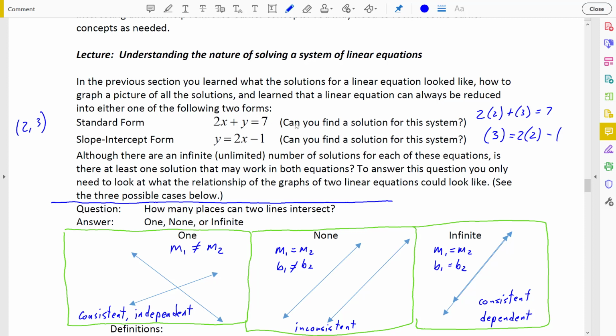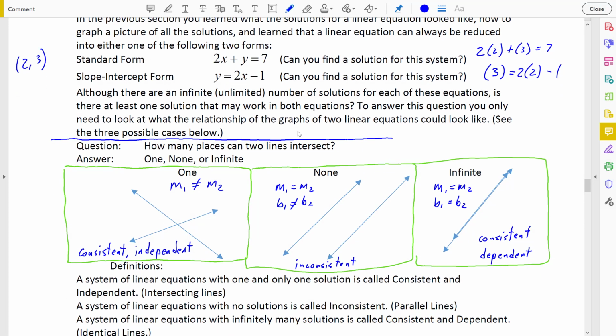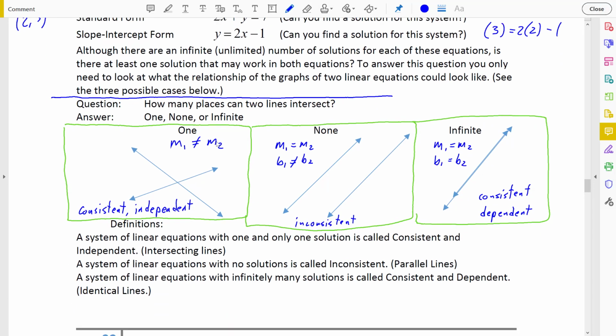Solutions for the system have to make both equations true at the same time. Any point you find that makes one equation true but the other equation is false is not a solution to the system. It's a solution for one of the particular lines, but not for both. So there are 3 different possibilities for the number of answers. We can have one answer, we can have 0 or none, and we can have infinitely many.